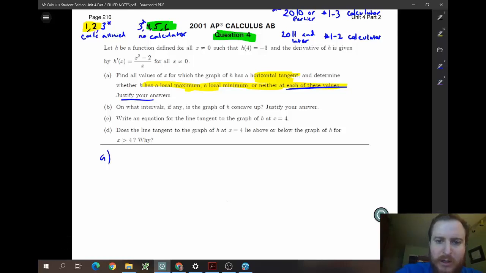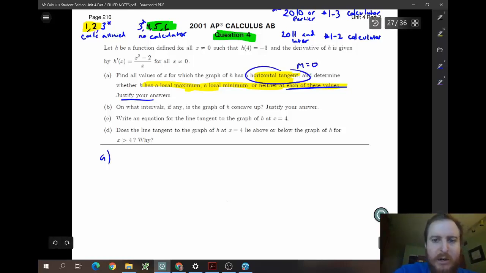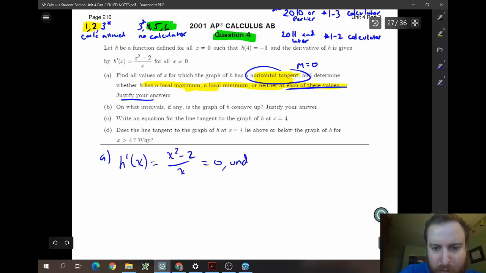Now, the horizontal tangent part is a little bit different than a critical point. That's only when the slope is 0, so that doesn't include the undefined case. This question is a little bit mean and tricky, because if we're going to determine a maximum and a minimum, we do need to consider the undefined case as well. So we're going to set h prime of x equals x squared minus 2 divided by x. We're going to set this to both 0 and undefined. But when we box our answer, we're not going to include the undefined one. We still need to consider it, because that's going to help us with our number line.